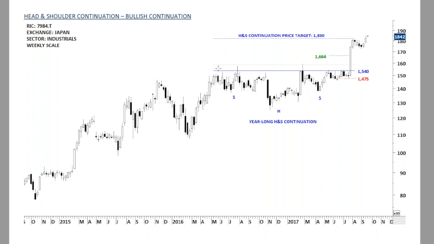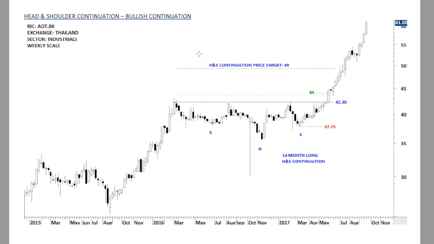What I like about those is there are several tests of the boundary which makes it weaker. Every time we test the boundary becomes weaker, and eventually we see a thrust, a strong breakout, usually followed by a continuous uptrend. So head and shoulder continuation price target was met in almost 2 weeks after the breakout took place. Here, members will remember I highlighted the bullish case for Thailand equities.